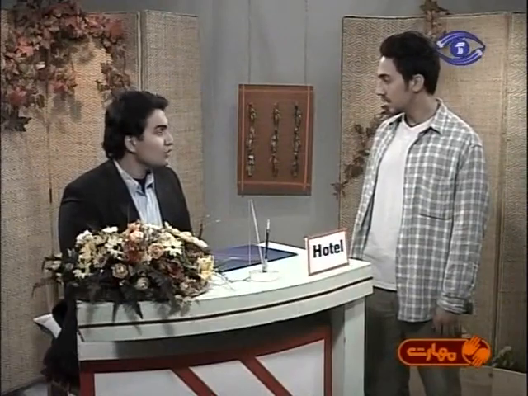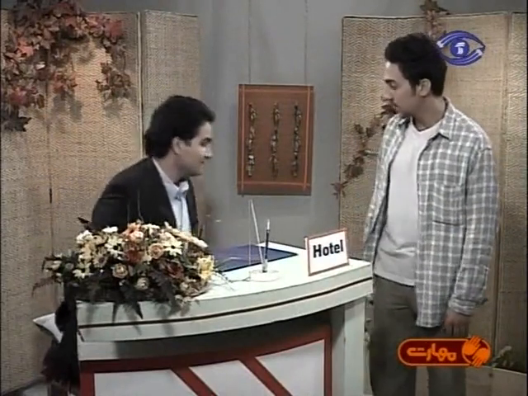Can I have a double room with twin beds for next week? Sure. You can have a room facing the ocean. How much would it be? Well, 150,000 tomans per night, including breakfast. Fine. Could I have a look at it? Sure, why not? Come this way, please. Okay.